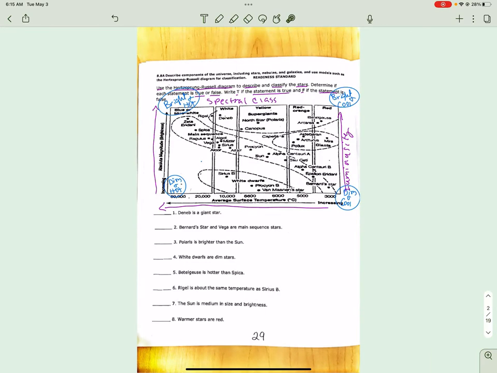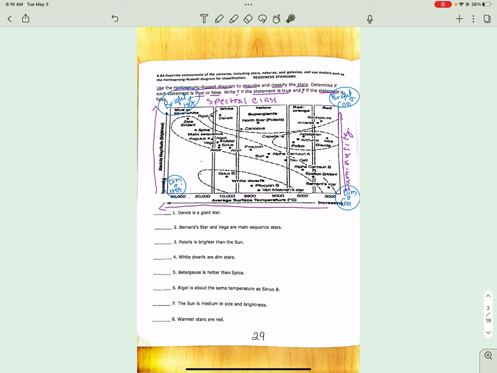Let's go to the next one. I'm going to go only over the HR diagram. We're not going to answer the questions. We will practice with the questions in a little bit. But when we're talking about the HR diagram, I want you to think about it as a graph. We have the temperature, which increases from right to left instead of left to right. And then the luminosity or the brightness increases from the bottom to the top. We also have the spectral class that is included in some of these graphs. If you look at the spectral class, usually you'll see letters that represent the temperatures of each of those stars.